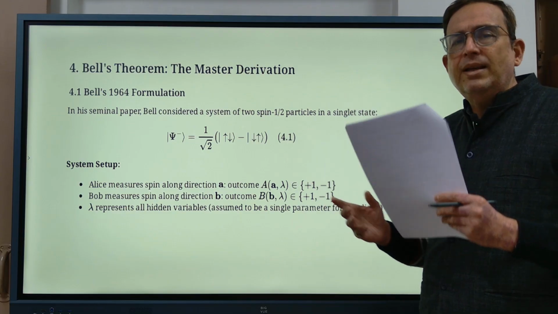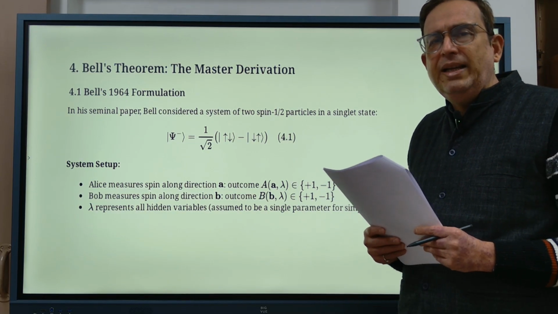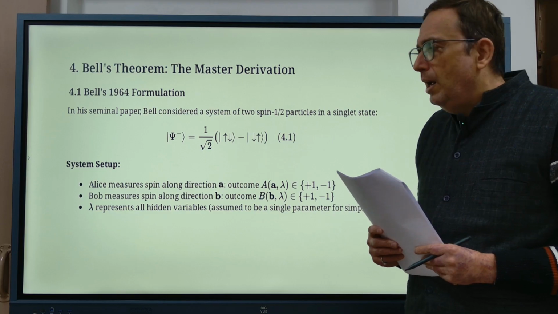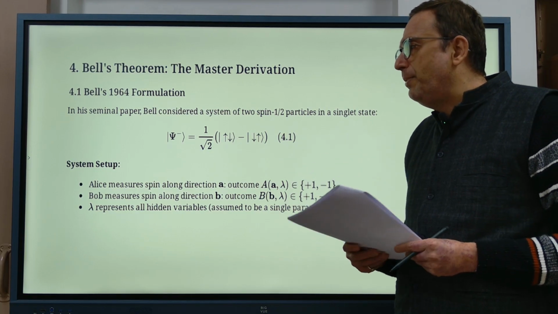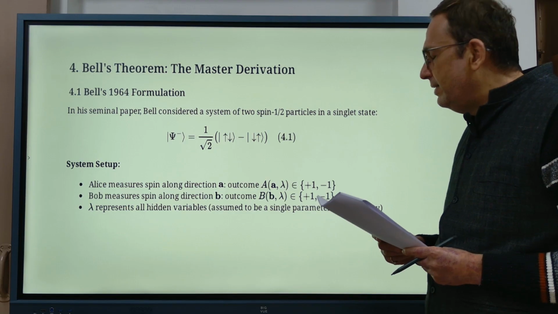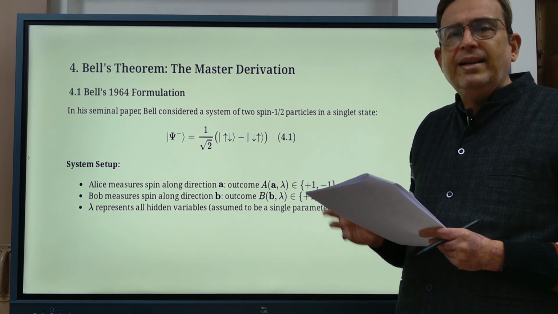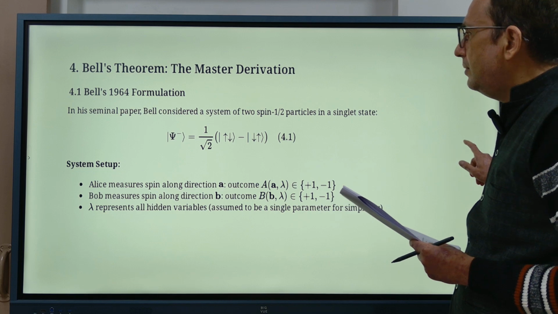So let us assume that it's always possible to include as many hidden variables as possible, but let us assume that all of them are represented by one single letter, that is lambda, and it's a single parameter. For simplicity, to start with, we just say it's a single parameter.